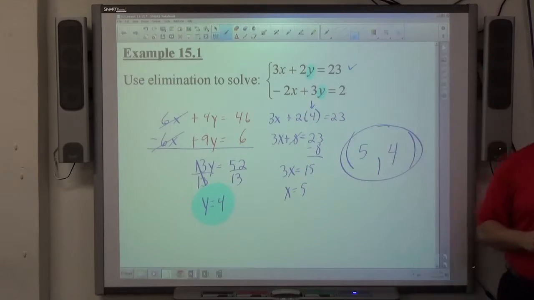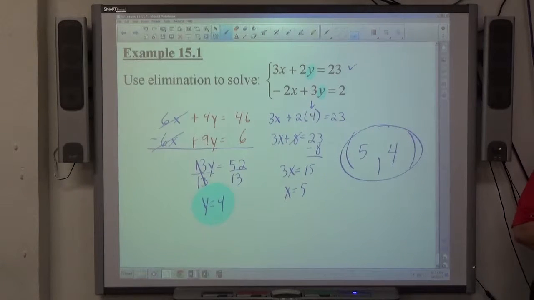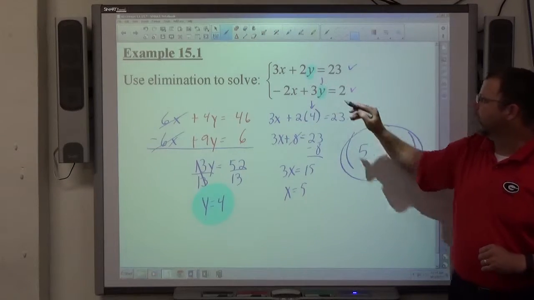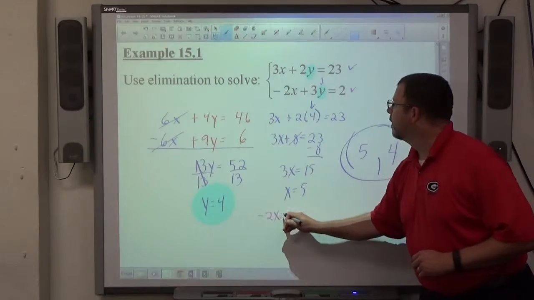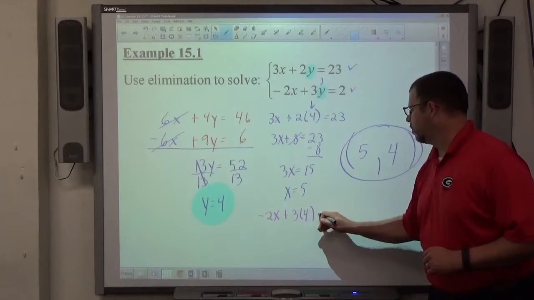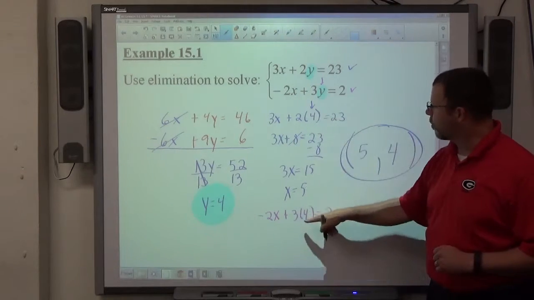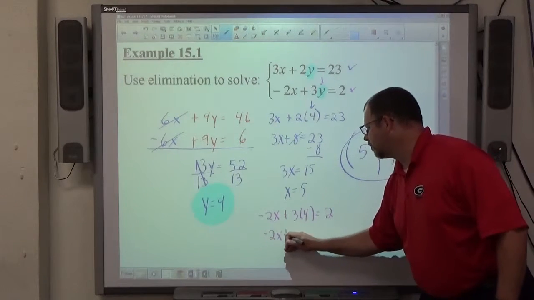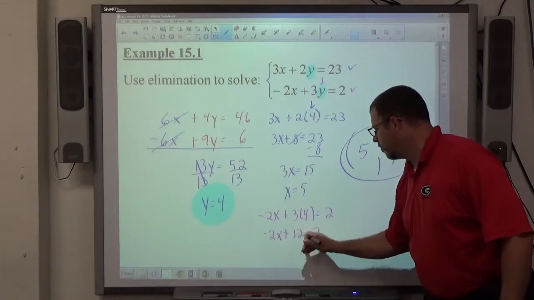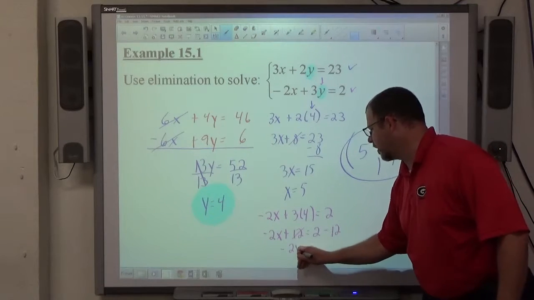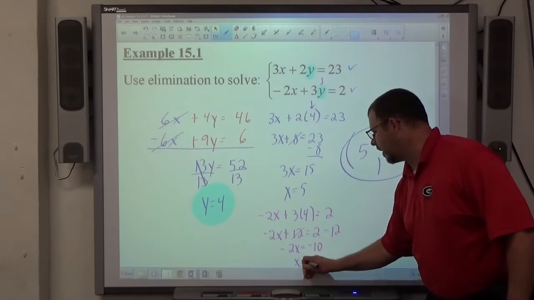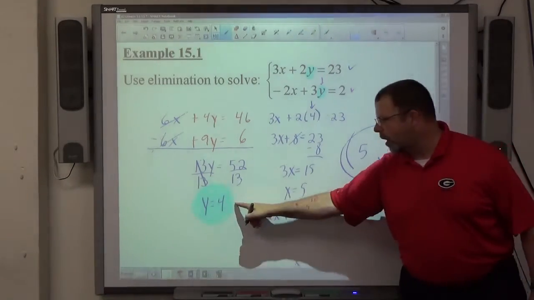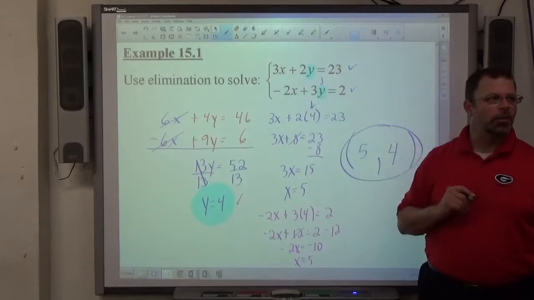Sometimes students get hung up on, I don't know which equation I'm supposed to go back to. Okay? And I tell you it doesn't matter. If I had gone back here with y equals 4, I would have got negative 2x plus 3 times 4 equals 2. Okay, changing the y to a 4, everything else stays the same because I don't know anything about anything else. That's negative 2x plus 12 equals 2. Move the 12 over and subtract. I get negative 2x equals negative 10. Divide by negative 2, I get x equals positive 5. Same answer. If you get the right answer for y, you get the same answer for x no matter which equation you go back to.